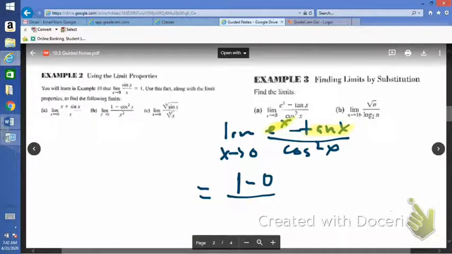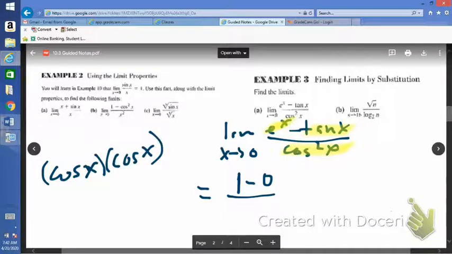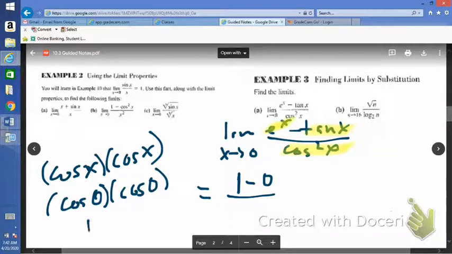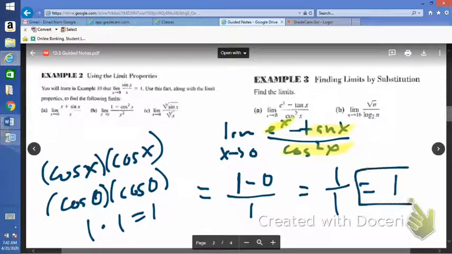And then we have the cosine squared of 0. Well, that's the cosine of x times the cosine of x, and when we substitute in 0, so the cosine of 0 times the cosine of 0. The cosine of 0 is 1, so 1 times 1 equals 1. So we have 1 minus 0 is 1, all over 1. There's your answer for A.